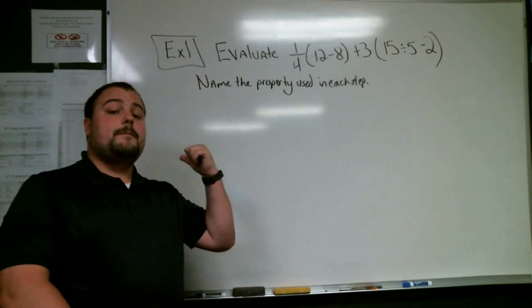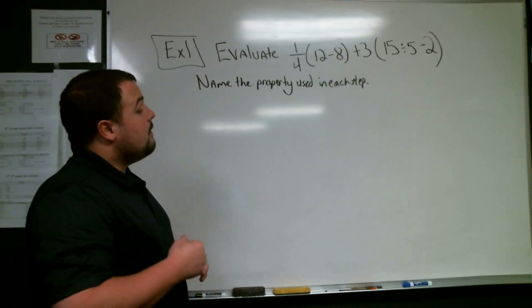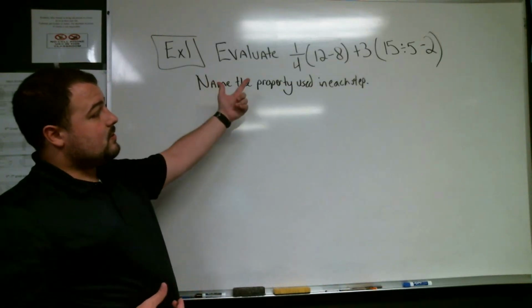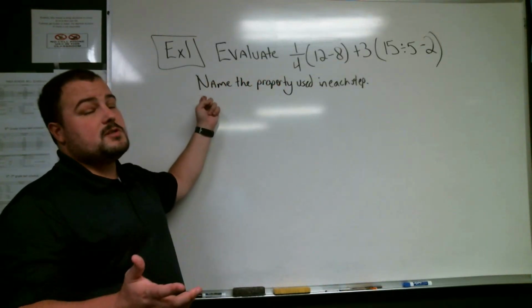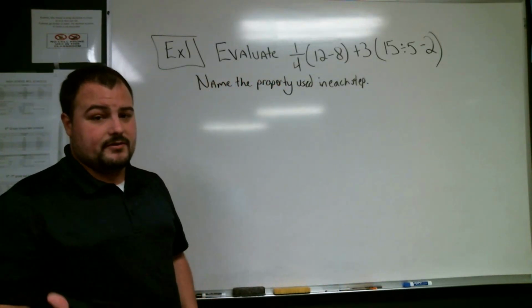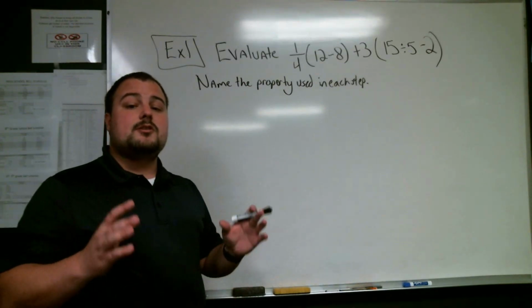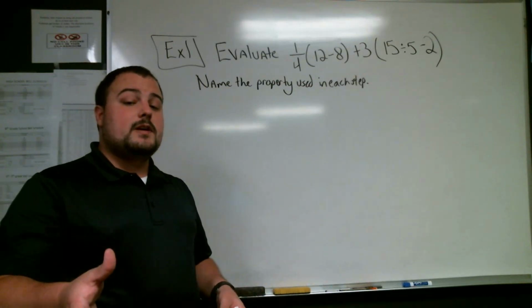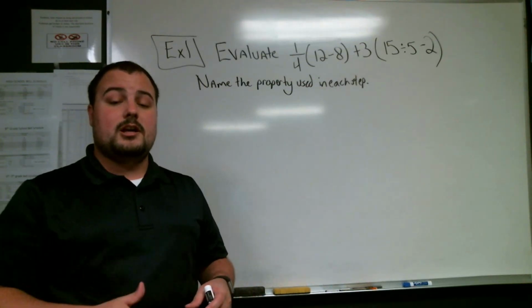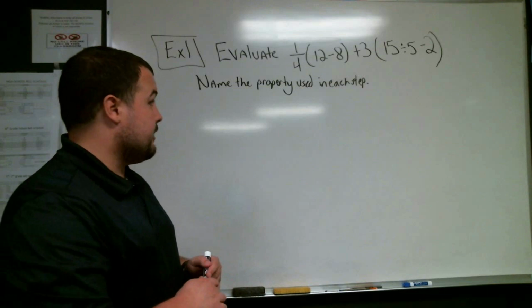For our first example, pause the video, copy down the problem, make sure you have everything. Our job is to solve this problem over here, but as we solve it, we need to name the property that's used in every step. One of the first things you want to do when approaching a problem like this is solve it piece by piece. If you do that, it's going to make the problem a lot easier so you can get the answer right without using a calculator.